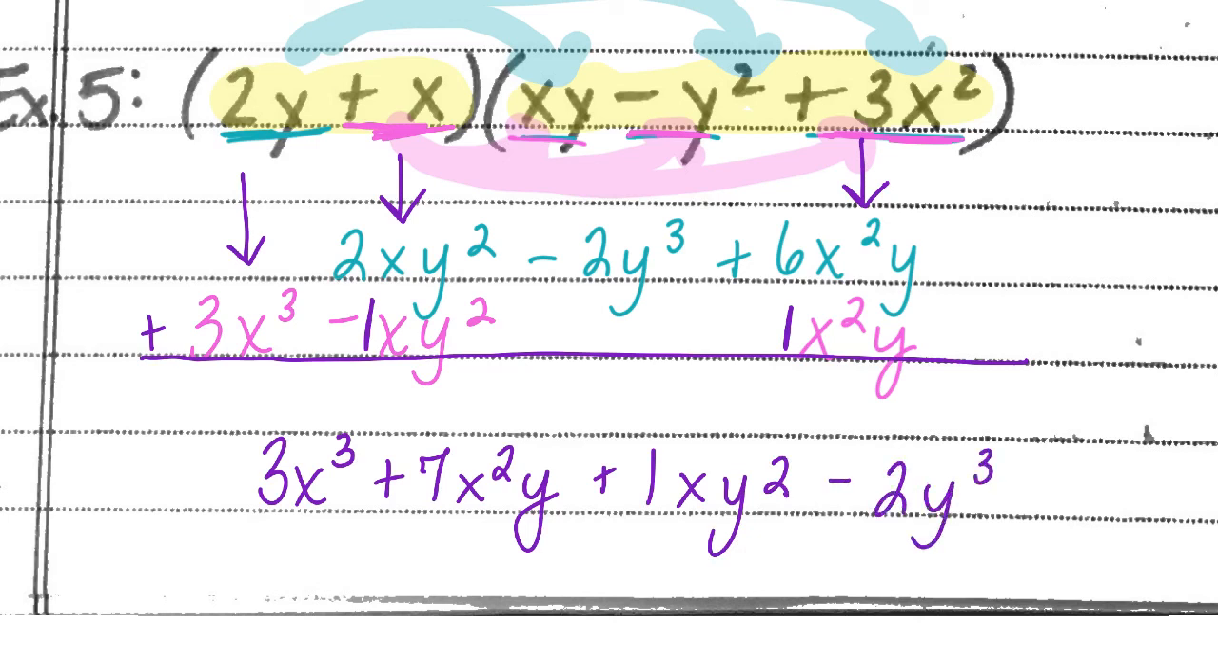And a lot of students ask me, will I get it wrong? No, it's not wrong. So let me just add it this way. 3x cubed plus xy squared minus 2y cubed plus 7x squared y. So notice everything's the same. It's just jumbled, and you want to get used to showing it the way that you're going to see it on some standardized testing.